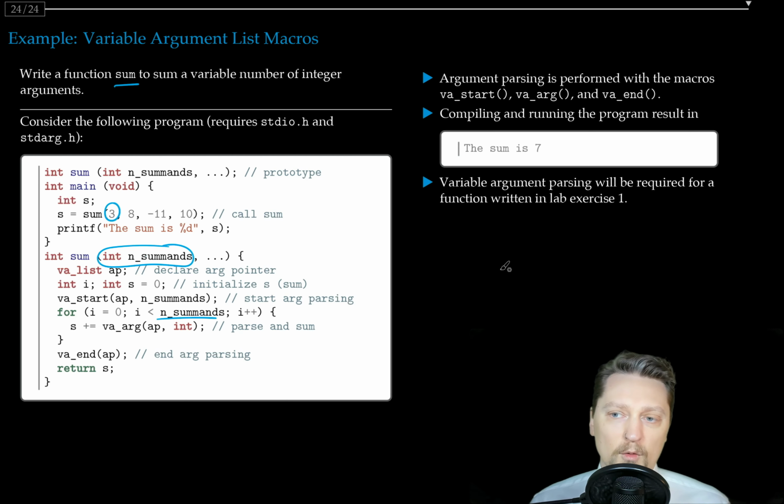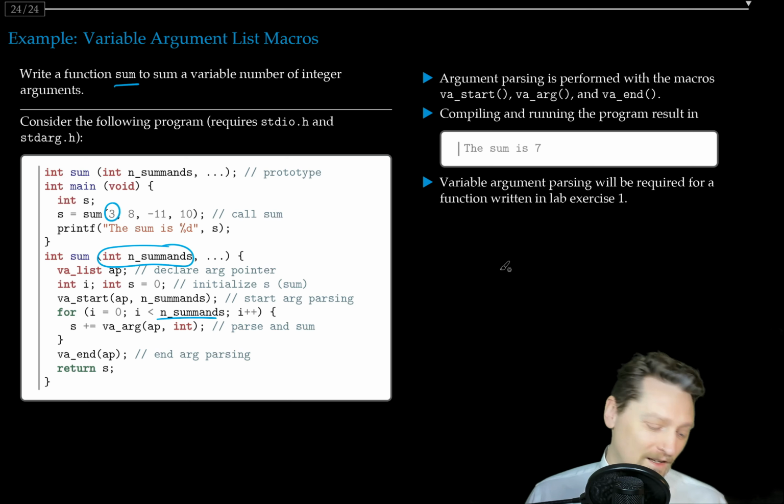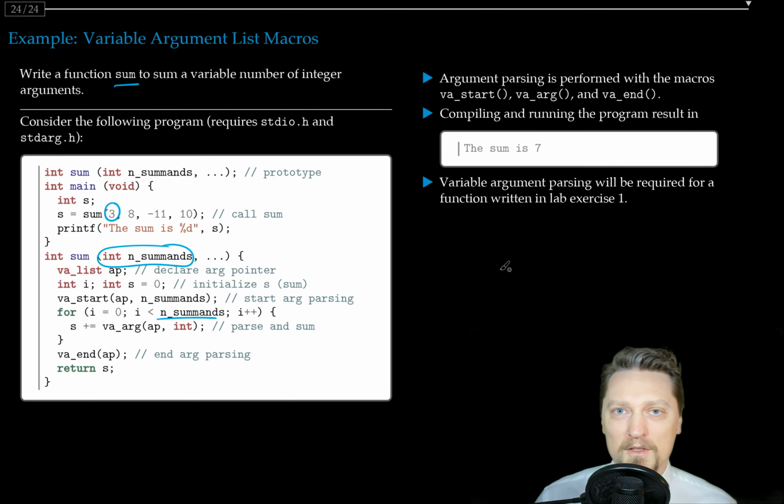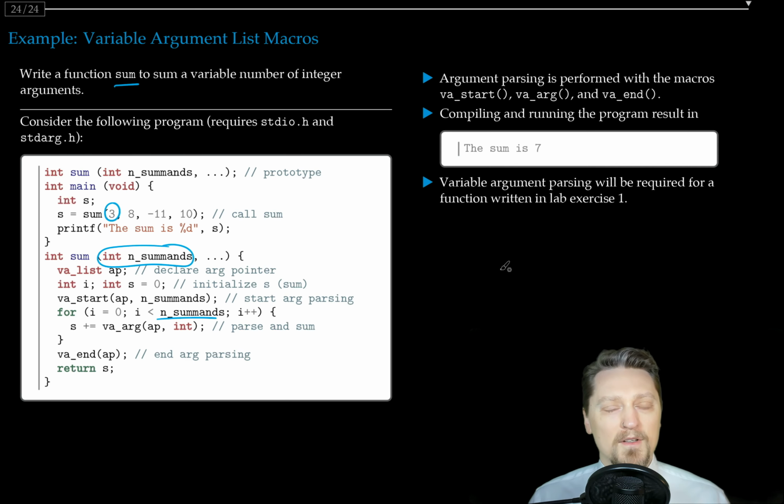Variable argument parsing will be required for a function written in lab exercise 1 at the end of this chapter. That's why we had to go through it at this point in time. And now we've learned some more of the C programming language. You're getting enough to write some more interesting programs, and you're going to get some experience doing so in lab exercise 1. Okay, only a little bit more to go over before we go over lab exercise 1.